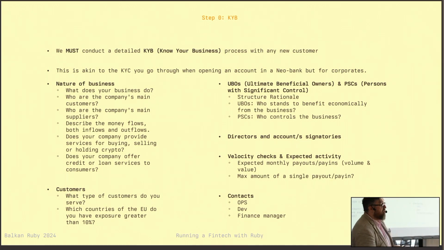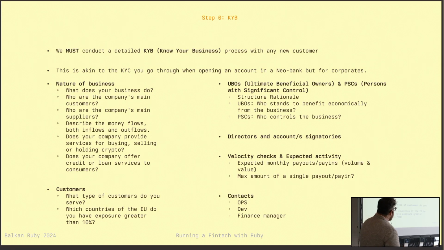Those of you that have opened an account with Revolut, N26, any of those, you basically have to go through a process where they ask you to take a picture of yourself or just say something to the camera. Our process is much more complex because we are onboarding not people, but companies. So we really do a thorough, very detailed process of knowing how they work.